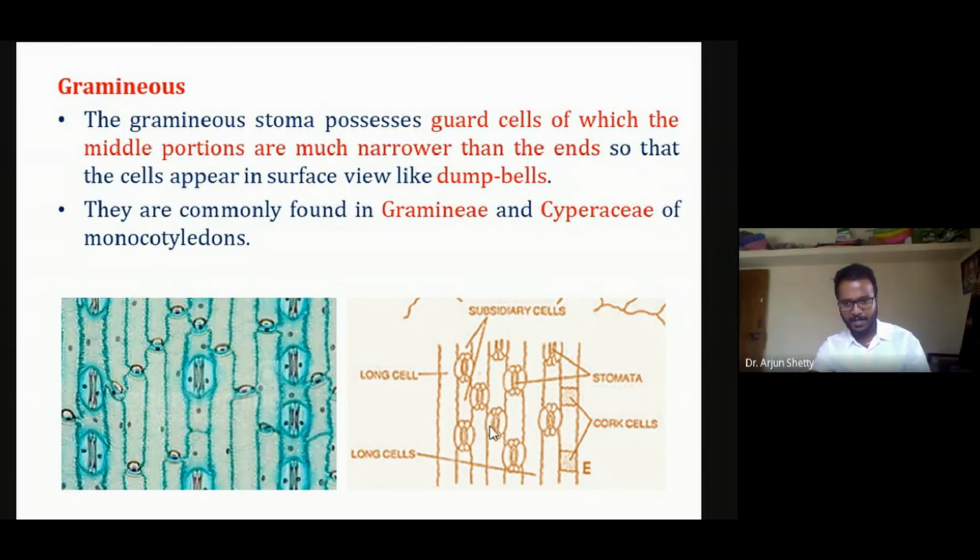And you can see here that at the center you have the guard cell in a dumbbell shape, and the subsidiary cells, the two subsidiary cells you can see here, right? Can you all see this? This is the dumbbell shape which has been overlapped. The subsidiary cells are arranged along with the guard cells. Here in the image you can see that.